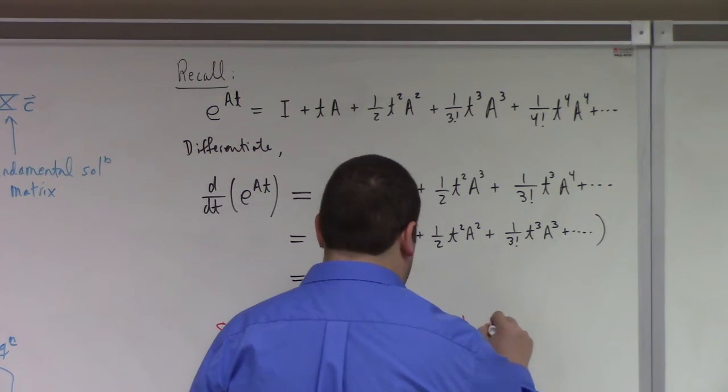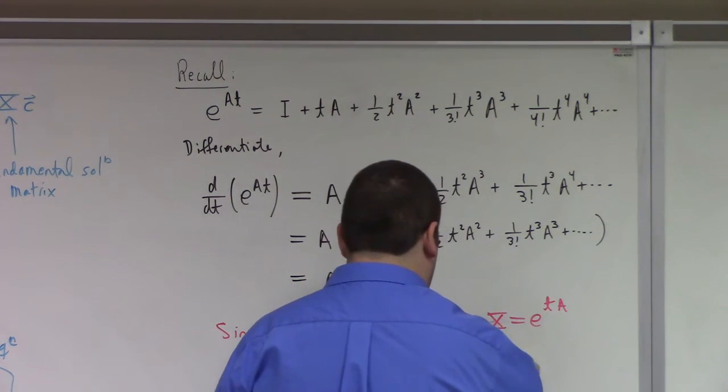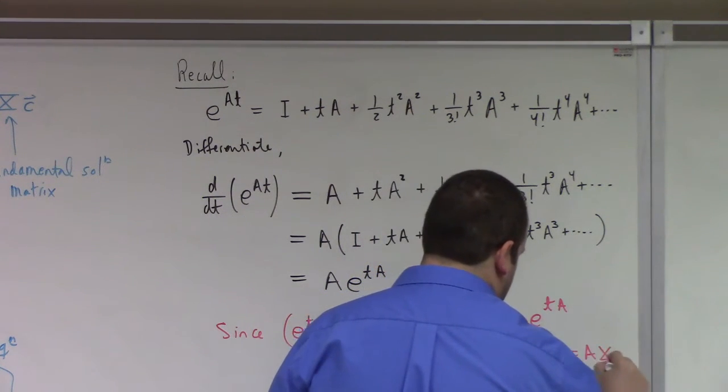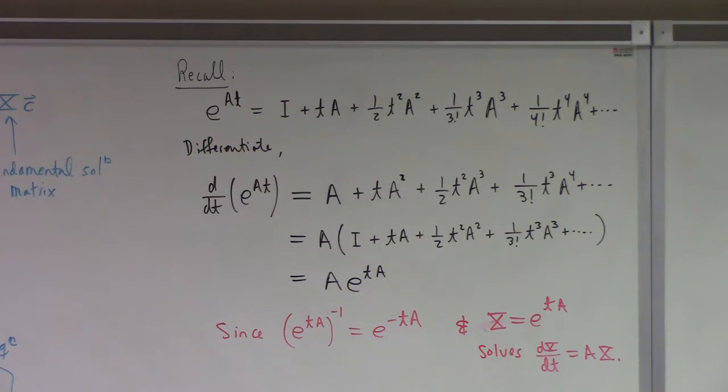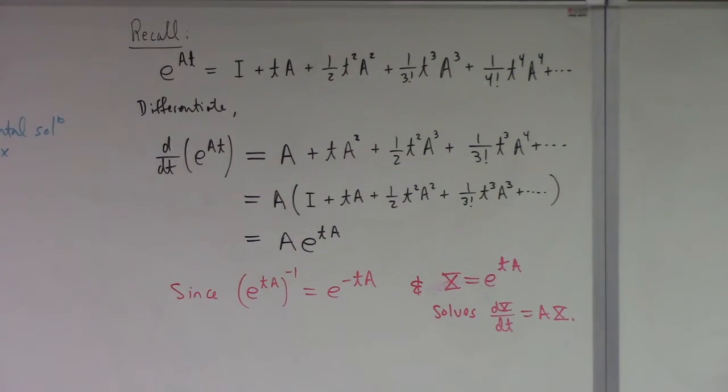e to the at. If you think about it this way, x equals e to the ta solves dx dt equals ax. The matrix exponential is a fundamental solution matrix to the problem dx dt equals ax. So we're done. We solved it. Right? I told you that this is the general solution. I just told you basically, here it is.